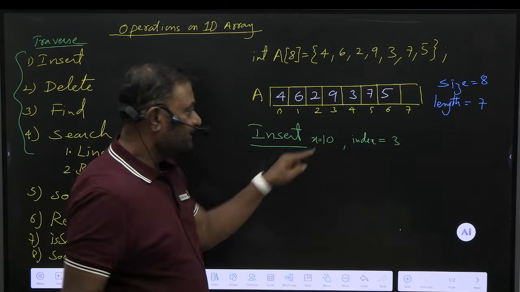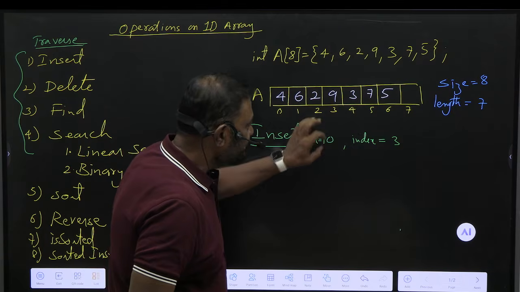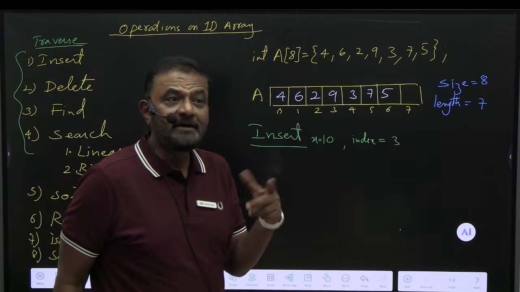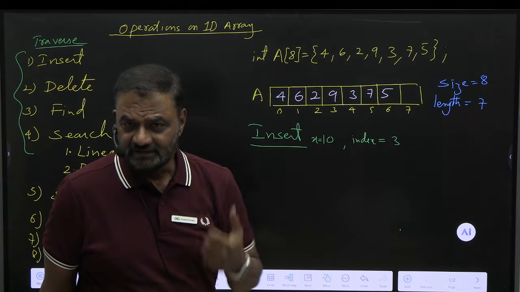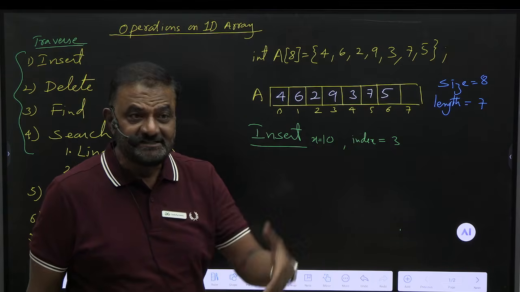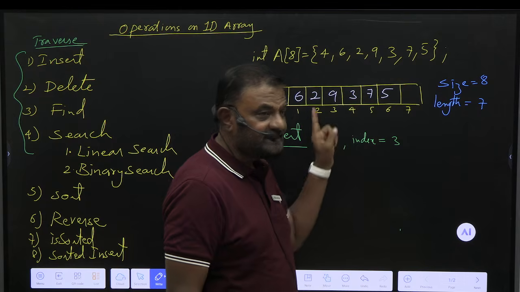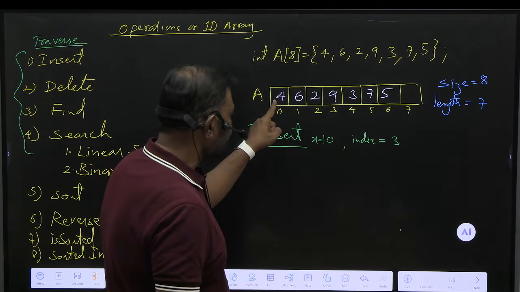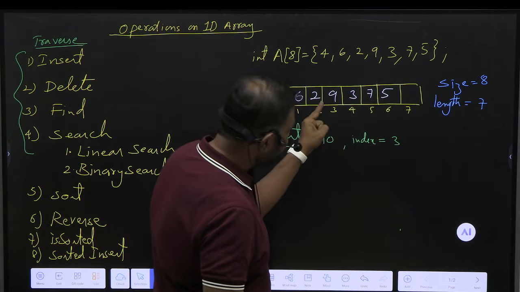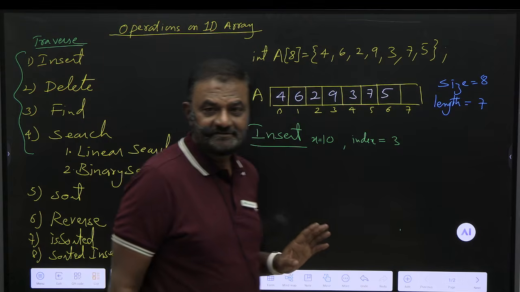All right. Now, inserting means what? Will I remove 9 and write down 10 there? If I am doing that, I am updating the value there. Inserting means making a free space and inserting 10 in between. So how should the array look like? 4, 6, 2, 10, then 9, 3, 7, 5.